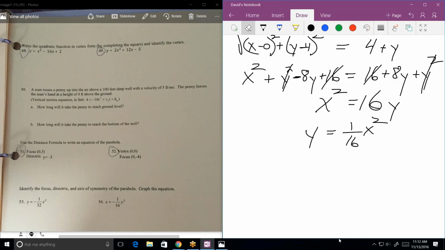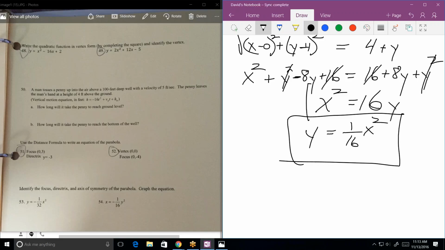But in neither of these problems are they asking for the focus. In fact, they've given you the focus in both cases. The only thing they're asking for is the final equation of the parabola. And that's a good answer, but so is that. I don't think you'd lose points if you give them either of those answers.